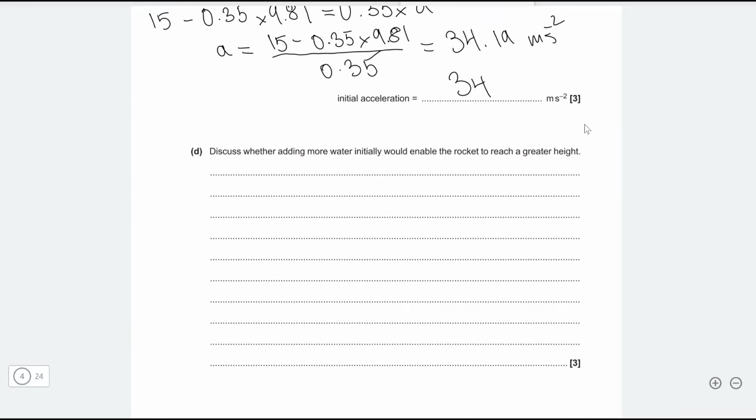And the last part of this question: discuss whether adding more water initially would enable the rocket to reach a greater height. This is actually a really tricky and interesting question. The way to tackle these questions is to start off with what you definitely know is true, the very basics, the very fundamentals. If we had more water initially, the initial weight of the rocket will for sure be greater. So we can just write that down, that the initial weight will be larger.